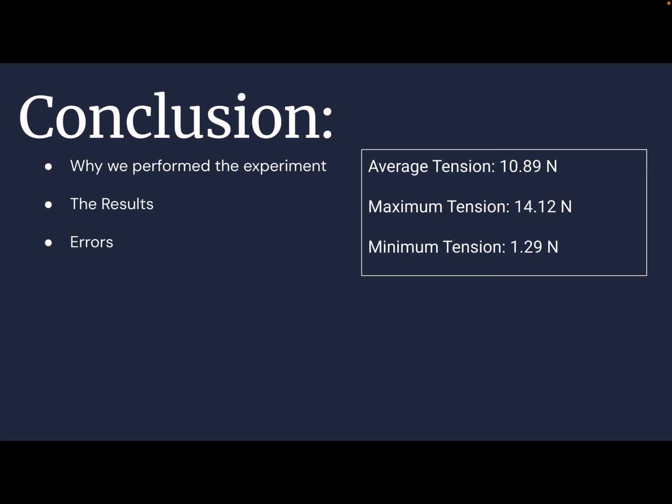Why did we perform this experiment? We performed this so we can understand why the tension is different throughout the swing of a pendulum. And the results were that it fluctuates, but the highest tension is most likely at the bottom of the swing.